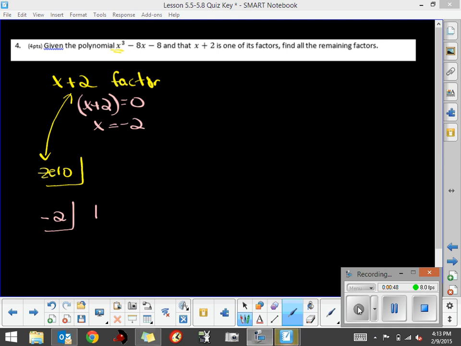We have a 1x cubed. We don't have any x squareds. We have a negative 8, and then we have another negative 8. And we're going to divide it synthetically by negative 2. So we bring down the 1. Negative 2 times 1 is a negative 2. Add them up to negative 2.